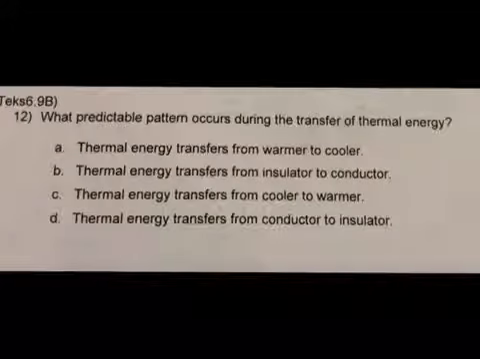Number 12. What predictable pattern occurs during the transformation of thermal energy? A. Thermal energy transforms from warmer to colder. B. Thermal energy transforms from insulator to conductor. C. Thermal energy transforms from cooler to warmer. D. Thermal energy transforms from conductor to insulator.